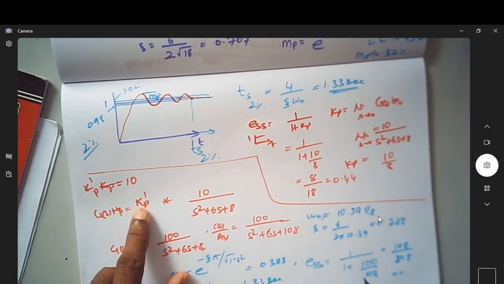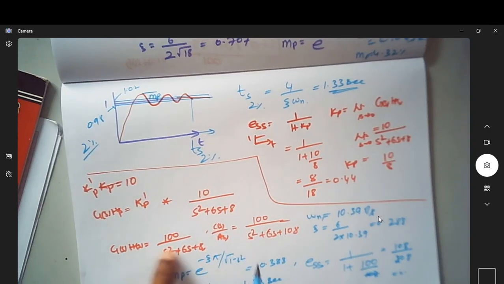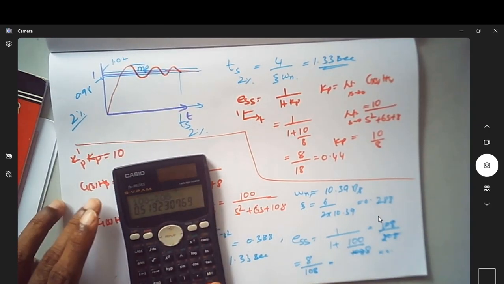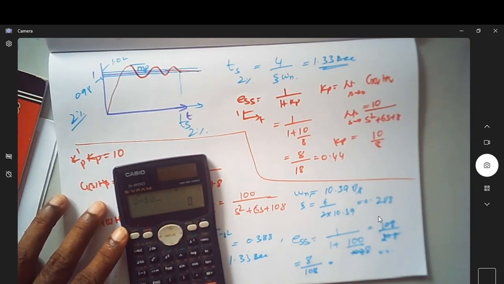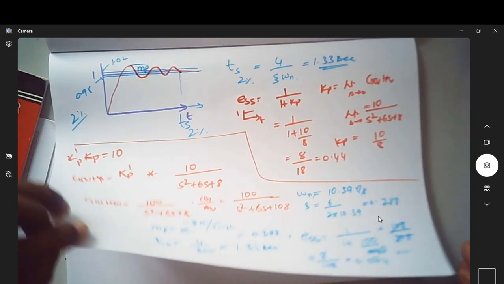This is 100, and this is G(s) into H(s). This is actually 8. So is it not 8 by 108? What is 8 by 108? 8 by 108 is 0.074. So let us tabulate this over here.